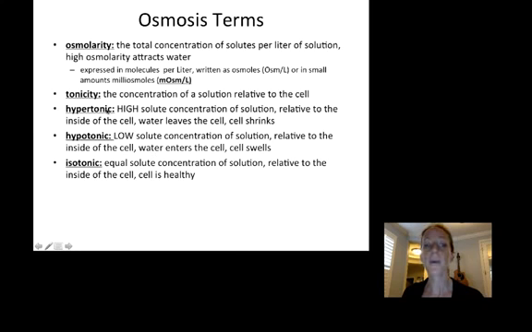If a solution is hyper, think of a hyper kid, then you have high number of solutes in the solution relative to the inside of the cell. In that case, the water inside the cell will be attracted to the solutes outside of the cell, and the cell will shrink. The last is hypotonic, and I always draw hypo with a big O, is when you have low solute concentration of the solution relative to the inside of a cell. In this case, the water in the solution will be attracted to the inside of the cell because the inside of the cell will have more solutes and the cell will swell.